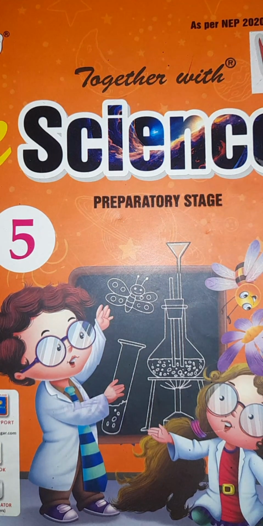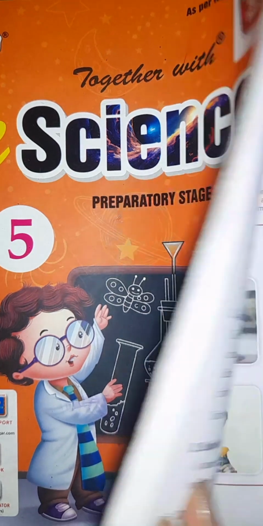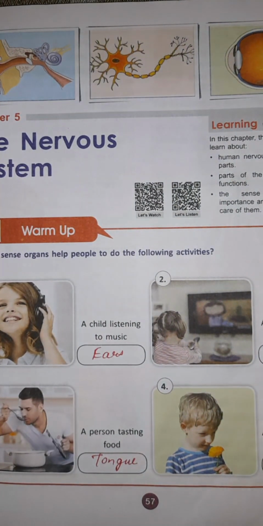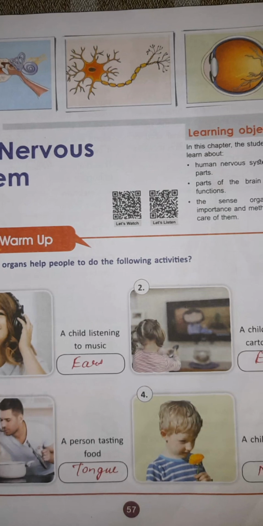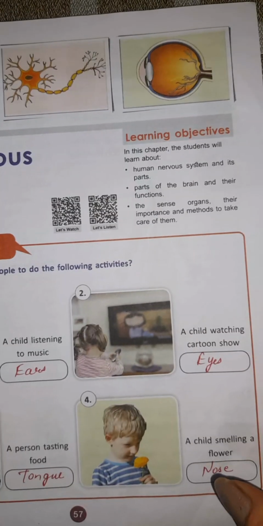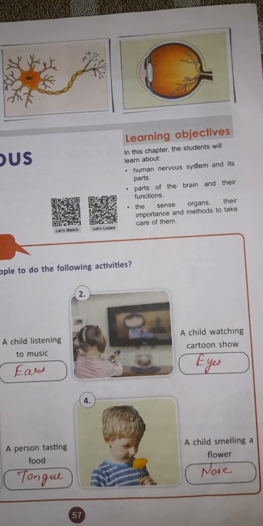As you know, our online classes are going on and already we have done chapter 5, the nervous system, in our class. So today we will do bookwork of this chapter. Children, in this chapter you have learned about the human nervous system and its parts, the brain and their functions, the sense organs, their importance and methods to take care of them.